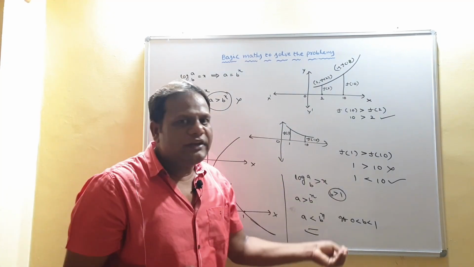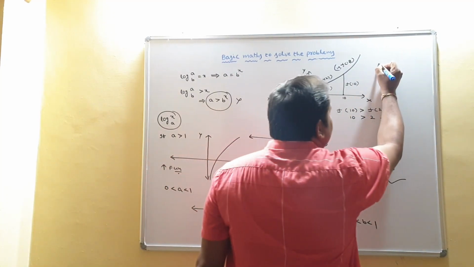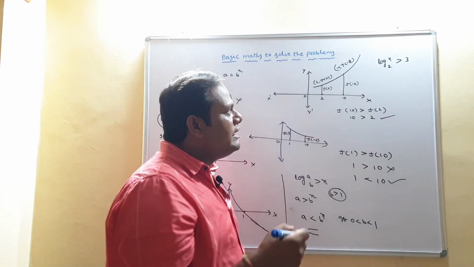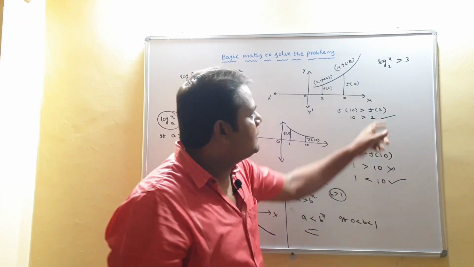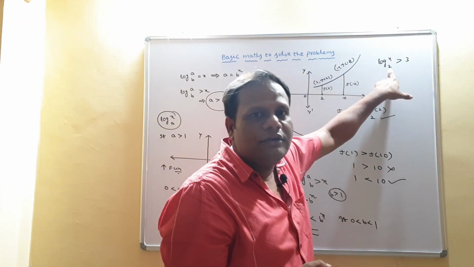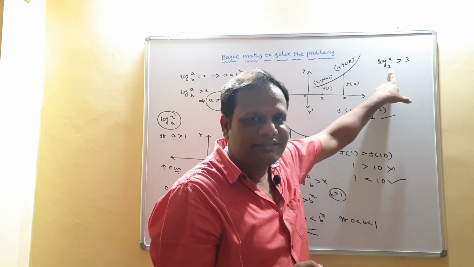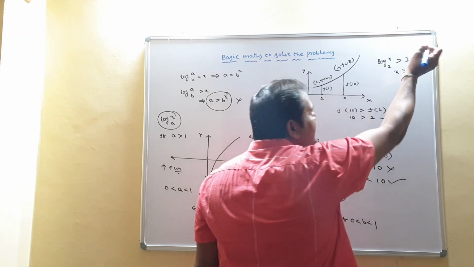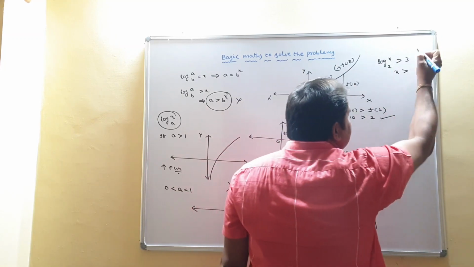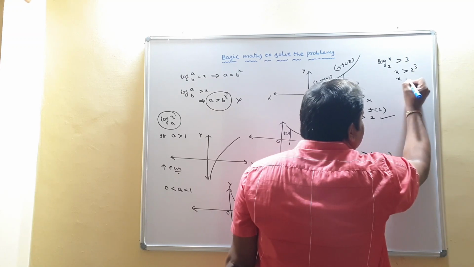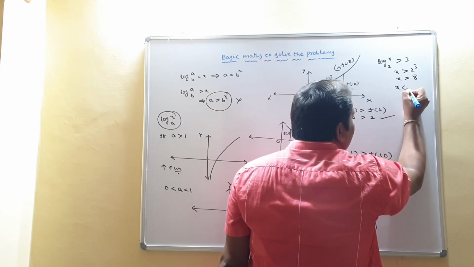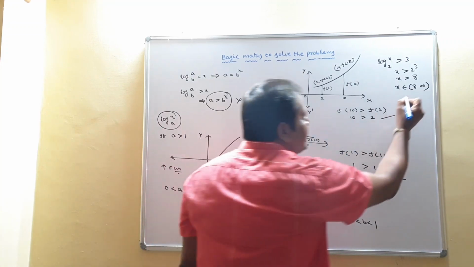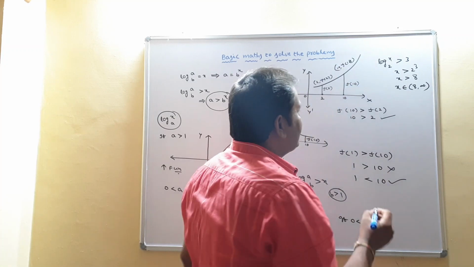So while solving any question, if you arrive at log x base 2 greater than 3, and there is a need to find the x value, then at that time you observe the base. Base is 2. Is it more than 1? Yes. So it is an increasing function. No change in the inequation sign. Simply you remove the logarithm and write x greater than 2 cube. So the answer is x greater than 8. So the answer is x belongs to the open interval 8 to infinity. It is the answer to this inequation.